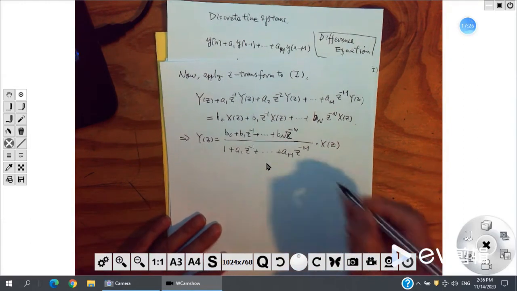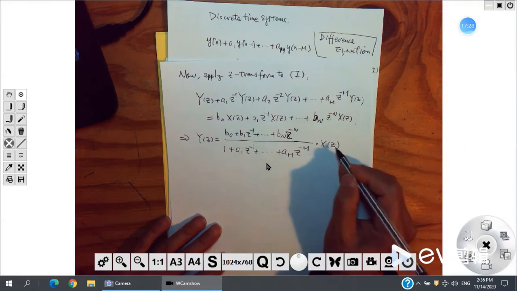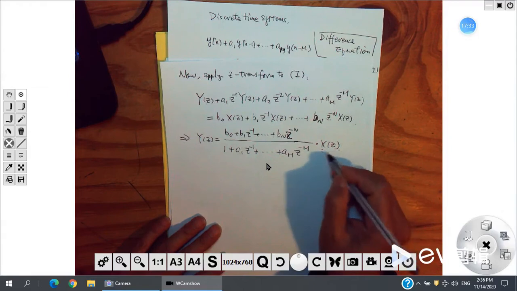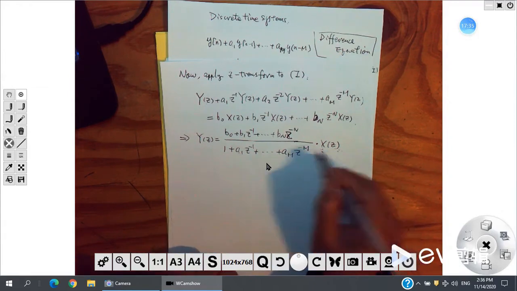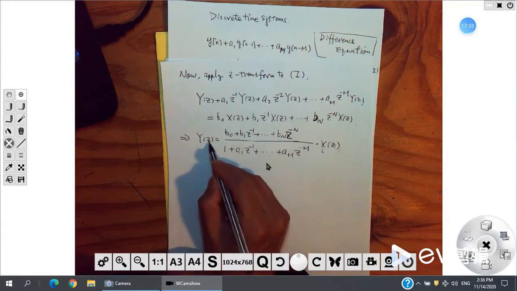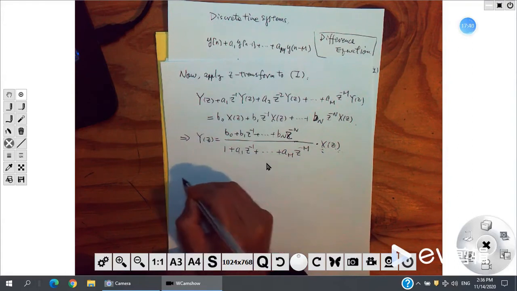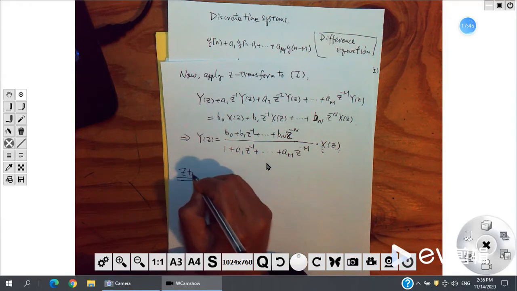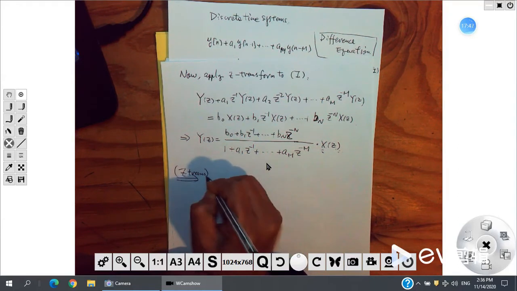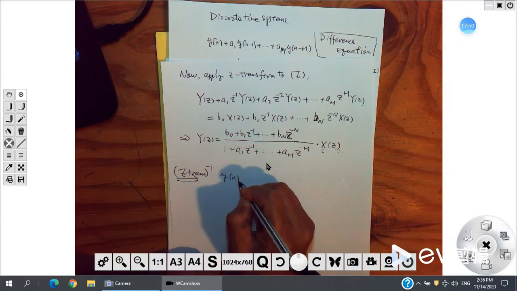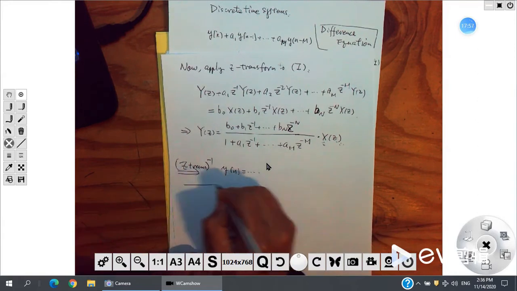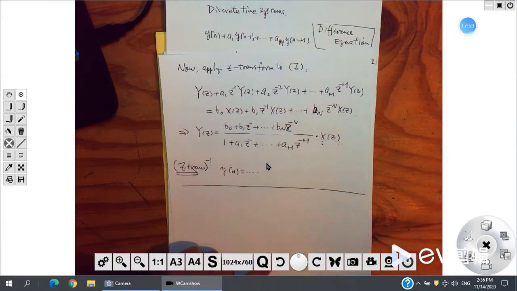Alright, if the input is given, you try to find the z transform of the input, then times this one, you get y of z in the z domain. Then you perform the inverse z transform, and you will have y of n equal to something. It's just like this. So we can solve it. We can use one example to do it.